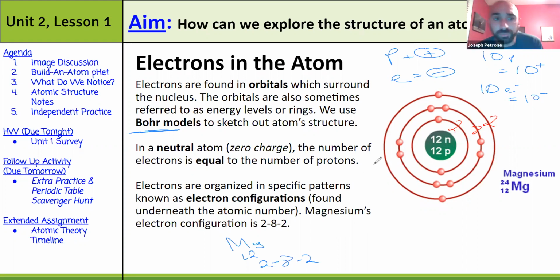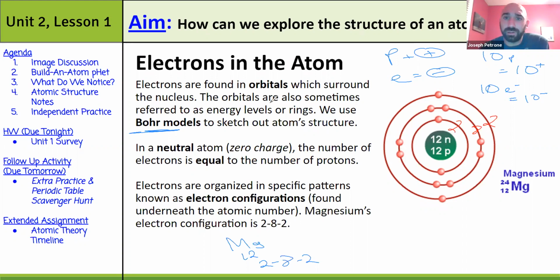Okay, so just to summarize here, the electrons are found in these orbitals that surround the nucleus, and then each energy ring or each orbital has a certain number of electrons found within it. That is known as the electron configuration of the atom.